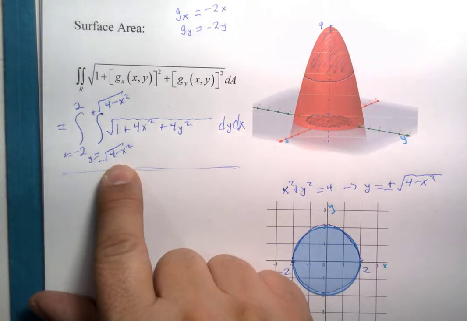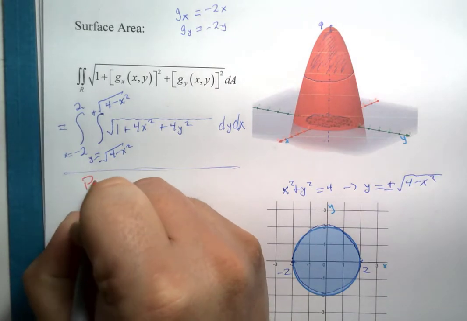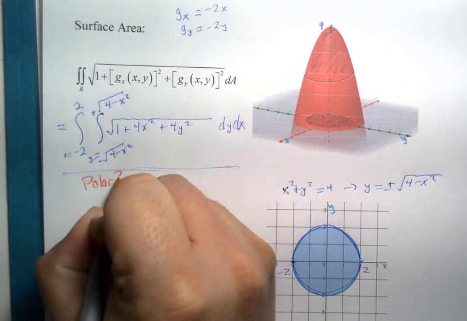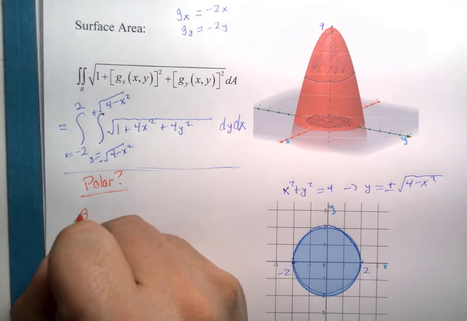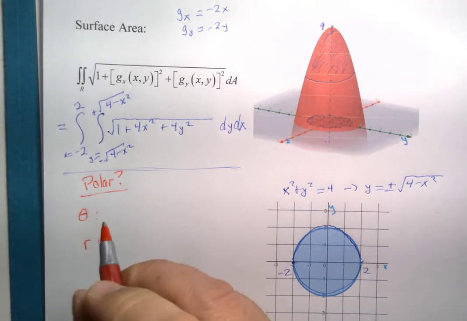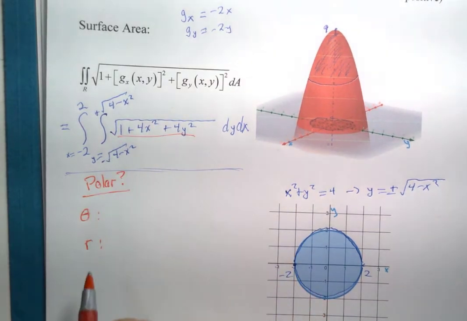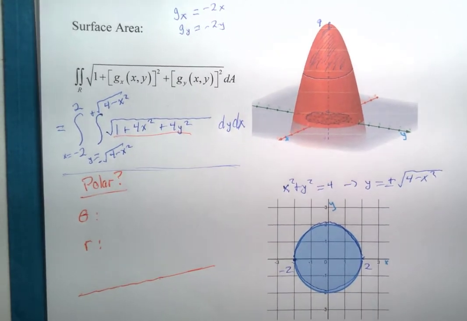Or we could consider another option. Could we consider converting this to polar? I mean, let's think about that. In polar coordinates, we would have to worry about what's going on with theta and what's going on with r, and then we also have to think about what's going on with the function itself. Well, let's see how difficult that might be.